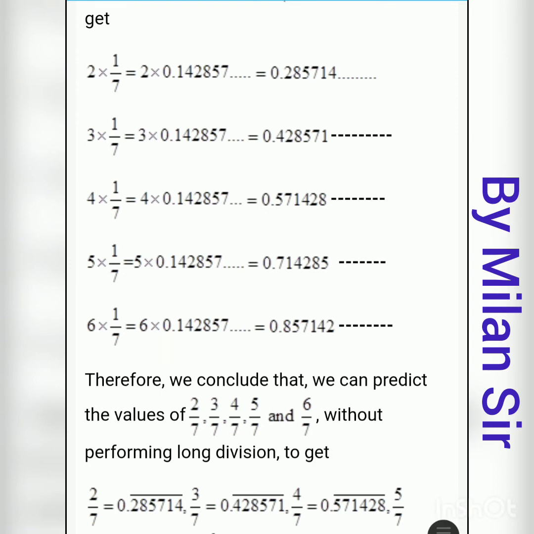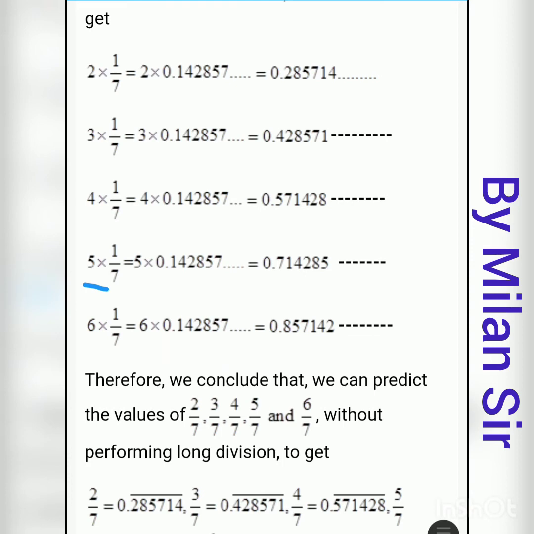Okay, then if we want to find the value of 4 by 7, then 4 multiply 1 by 7. So 4 multiply the value of 1 by 7, it is 0.142857. So just multiply 4 by 0.142857, we will get the answer 0.571428, and it continues.